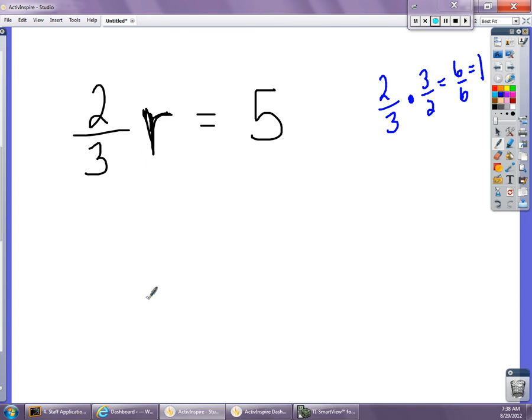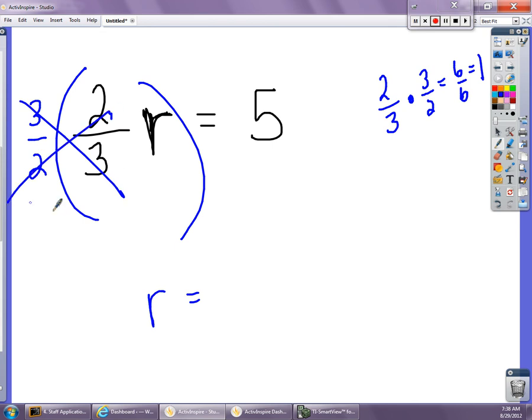So if you just want this to say 1r, and it has 2/3 times r, the really easy way to get rid of the fraction is to just multiply by the reciprocal, because it's going to make it 1r as long as you do it to this side, 3 over 2. Please remember, if you're doing this by hand, this would be 5 over 1 times 3 over 2. Otherwise, you can do this right on your calculator. So you're going to get 15 over 2, which you can leave as an improper fraction. You can also make it 7 and 1/2, or you could do 7.5.